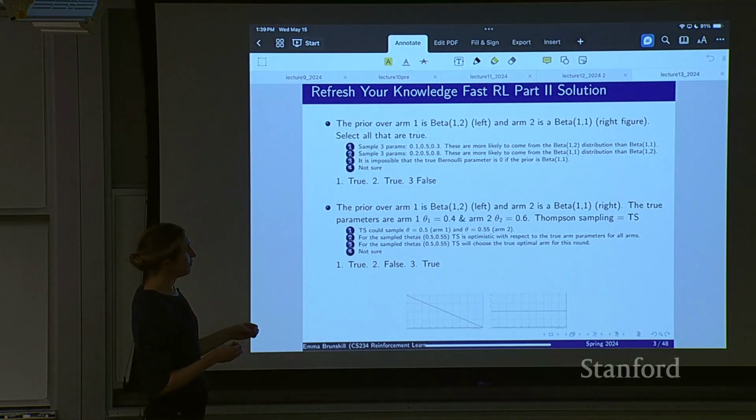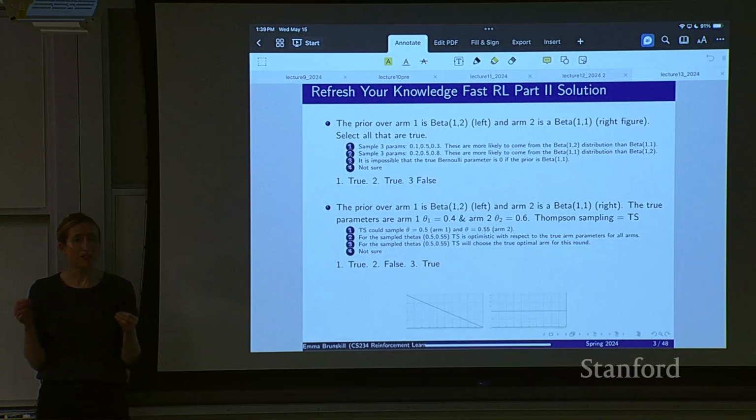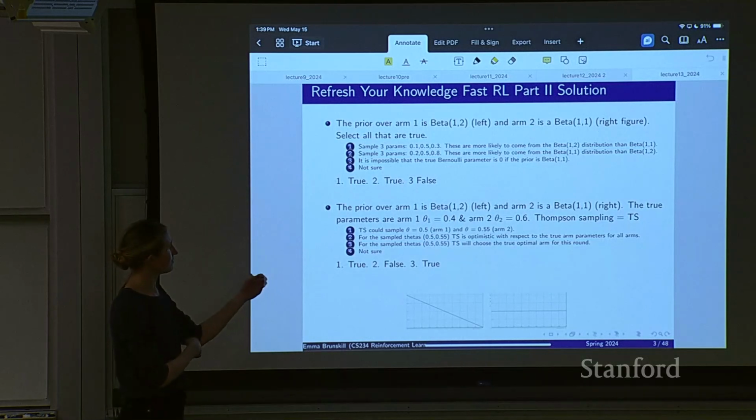And the third is false because when you have a 1, 1 prior, that's a uniform somewhere between 0 and 1. So the true arm parameter could be a 0 or it could be a 1 or anything in between. Okay.